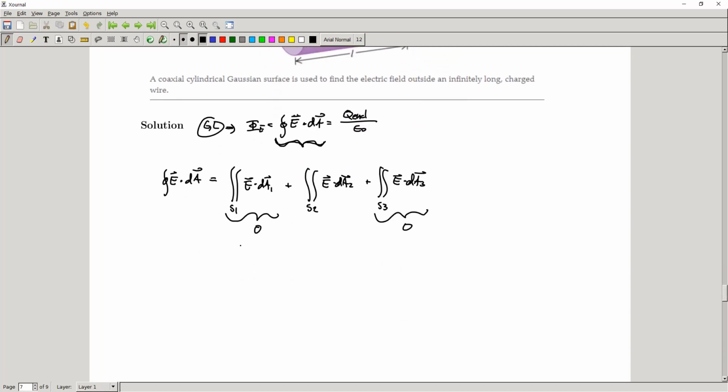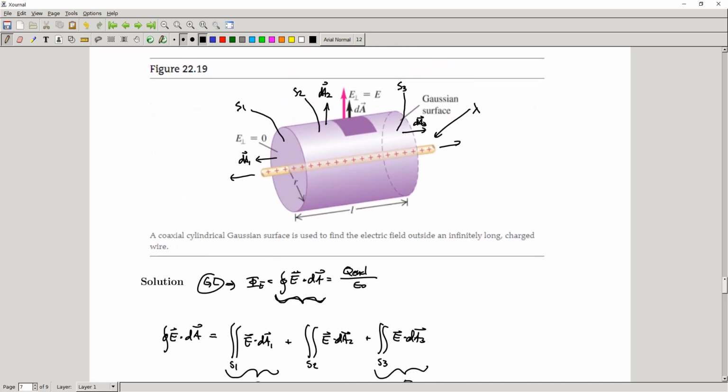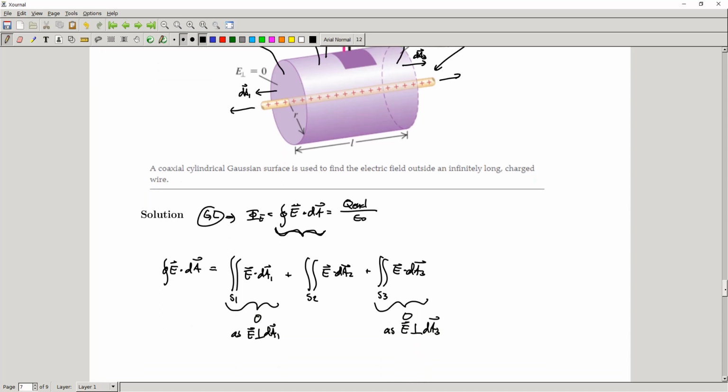This is because the electric field is perpendicular to dA1 in all cases. This is supposed to be a perpendicular symbol, okay? And this one is as our electric field, again, is perpendicular to dA3 at all points. So both of these integrals go to 0. And what happens to this integral? Well, again, we don't have to worry about the dot product because of symmetry. Everywhere here, our dA2s are going to point in the same direction as our electric field, right? They're all radially outward from the wire.